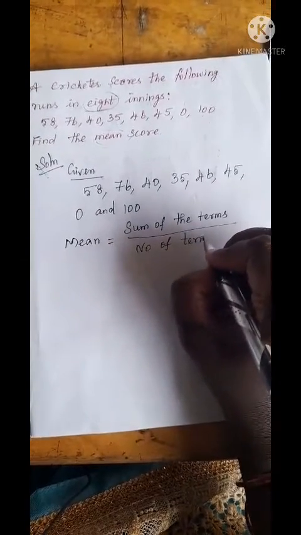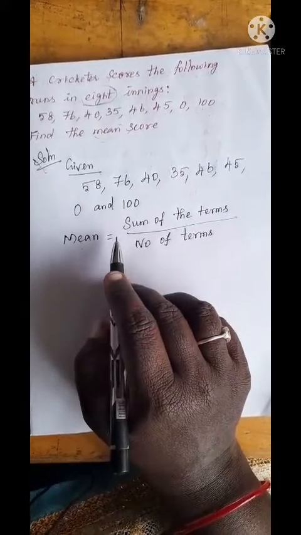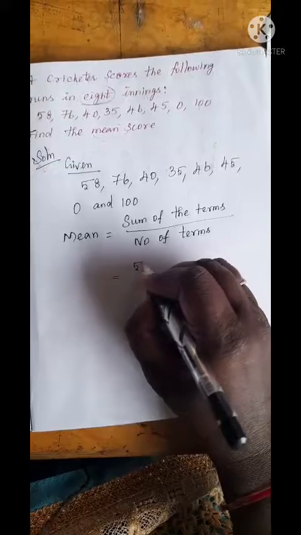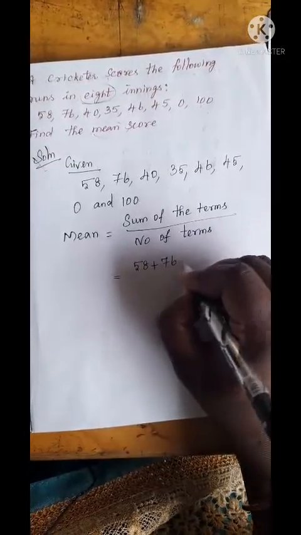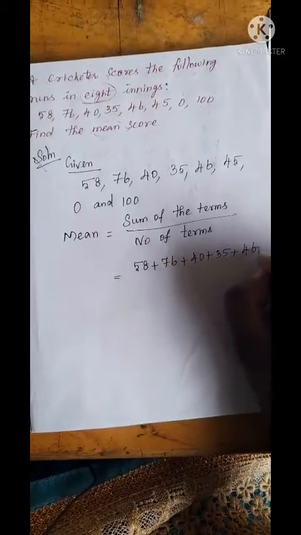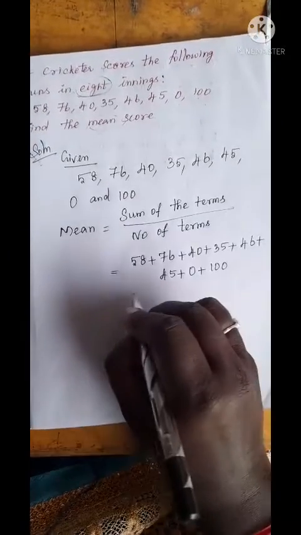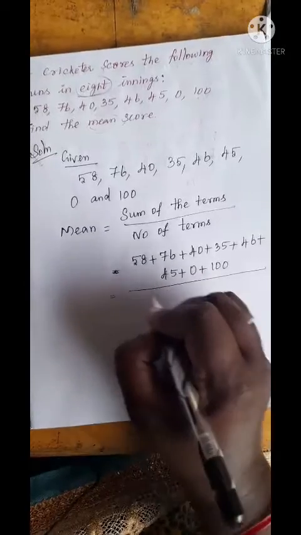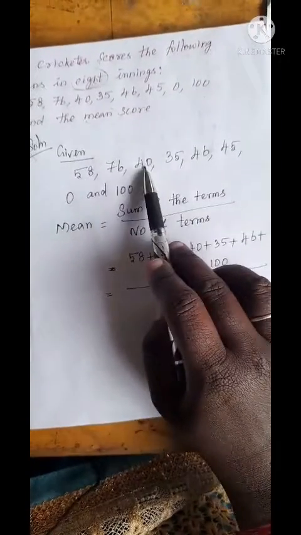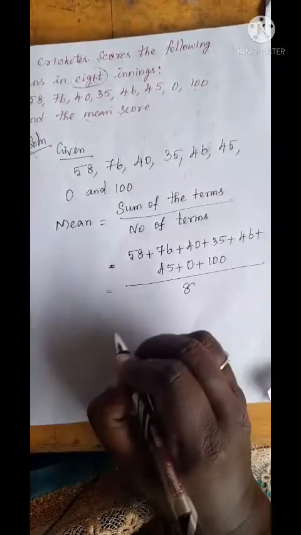What is the average of this? Same method, children. Average, mean, arithmetic mean, all three words are the same. Now for the sum of the terms, you need to add the terms: 58 plus 76 plus 40 plus 35 plus 46 plus 45 plus 0 plus 100, divided by the number of terms. They themselves gave 8 innings: 1, 2, 3, 4, 5, 6, 7, 8. So divided by 8. 8 terms are there.